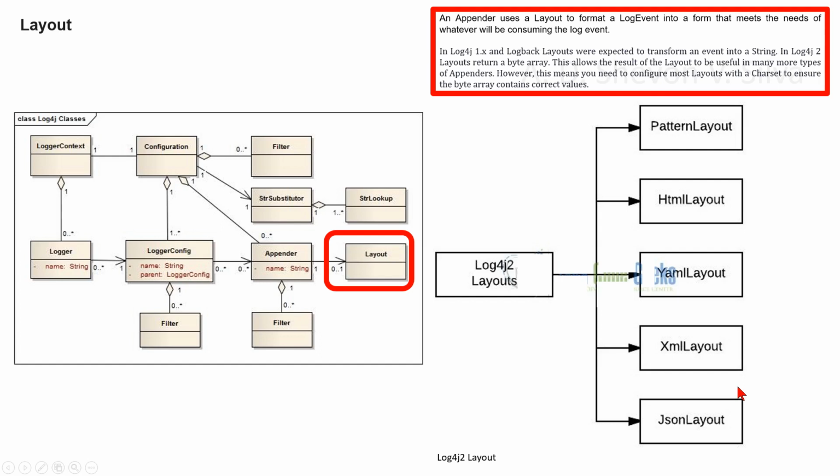Class XMLLayout appends a series of event elements defined in log4j.dtd. Class JSONLayout. Note that JSONLayout should be considered deprecated. Please use JSONTemplateLayout instead. It appends a series of JSON events as a string serialized as bytes.